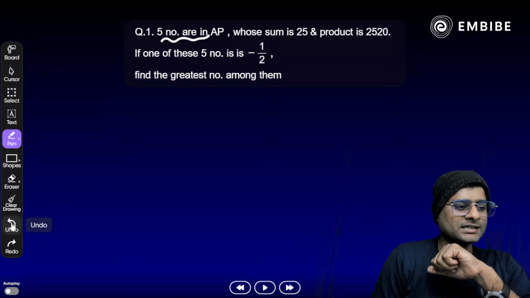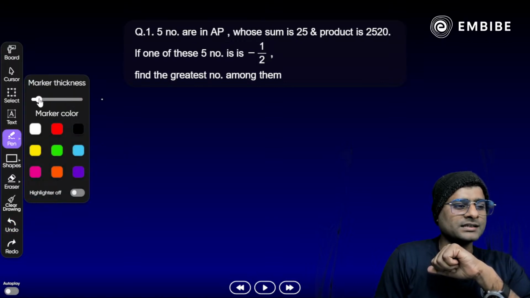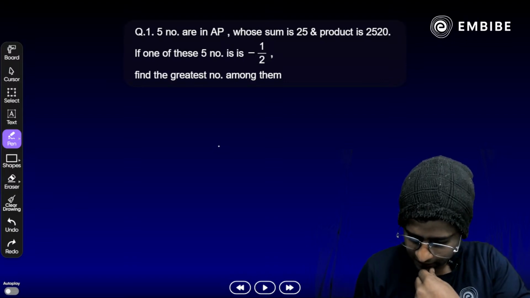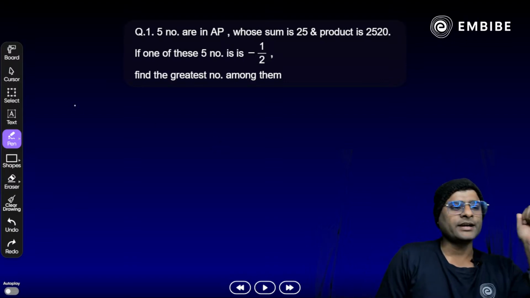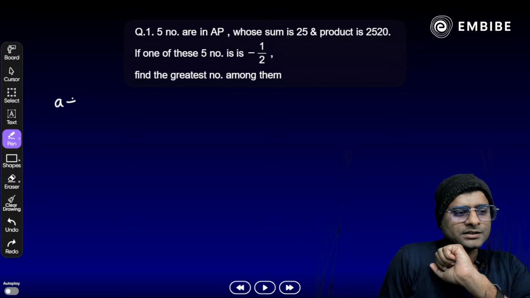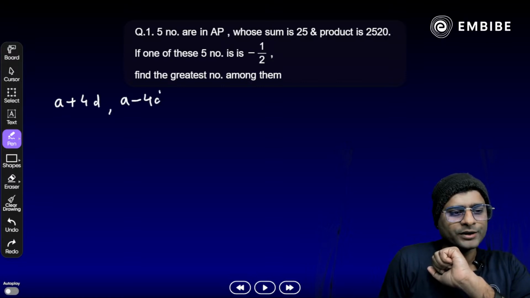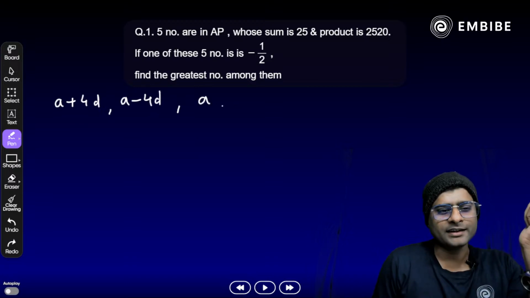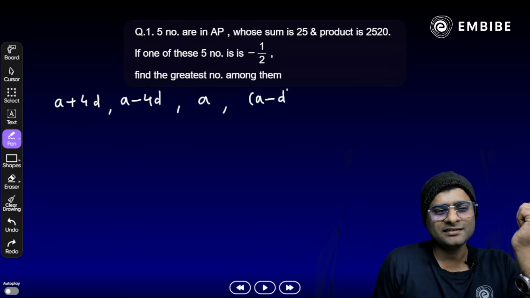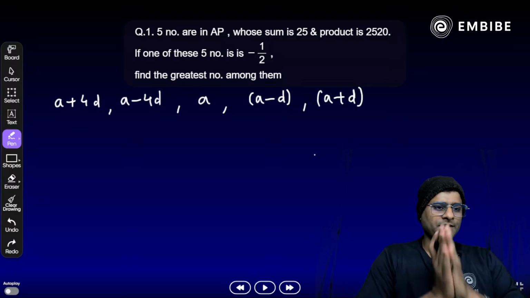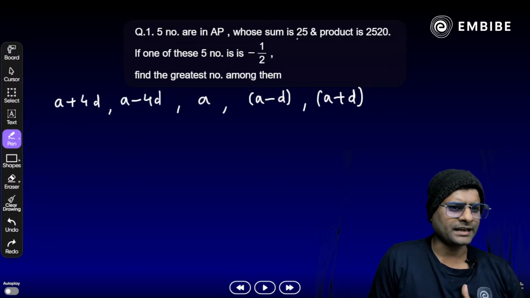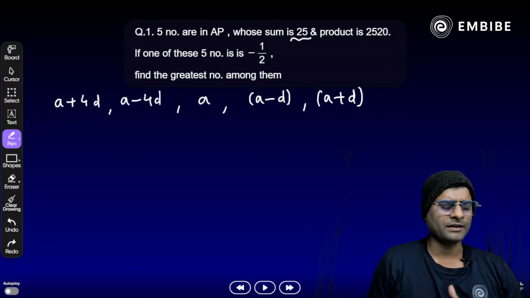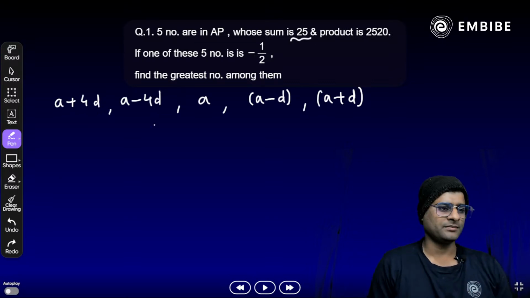Okay, so let's take a look here. How do we solve this type of question? Any idea, anyone? Okay, so take a look here. I consider them as a plus 4d, a minus 4d, correct? Small a, and then a minus d, a plus d. Now, how many do we have here? Total 5. Now, according to the sum, it is very easy to calculate, whose sum is 25. Once we add all of these, what do we get?